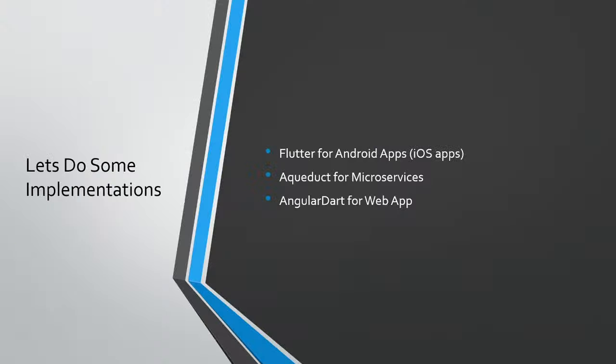So the next thing we are going to do is some implementation. Today we are going to do three different implementations. We are going to create a Flutter app. We are going to create a small microservice. We are also going to make an Angular web app in Dart. And we're going to see how we do all that. So let's get started.